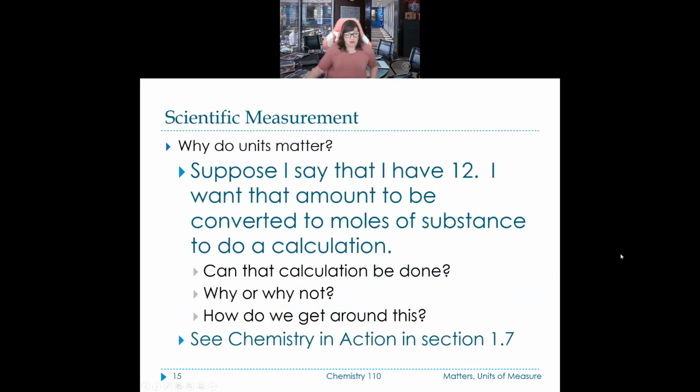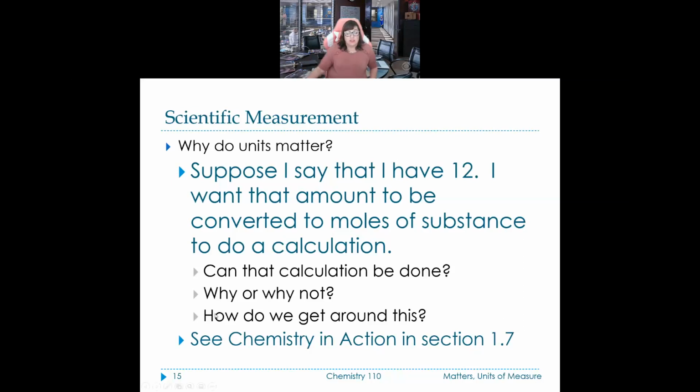Units matter. Suppose I say I have 12. 12 what? I want that amount to be converted to moles of substance to do a calculation. Well, okay, 12 what? Do I have 12 grams? Do I have 12 particles? Do I have 12 freight cars? I mean, I need to know something more about it. So I can't do that calculation because I have no units.